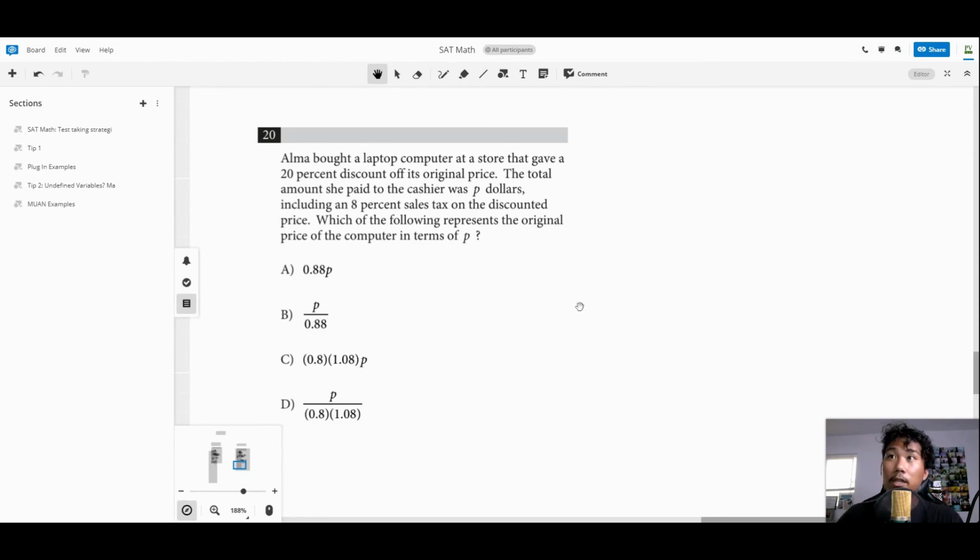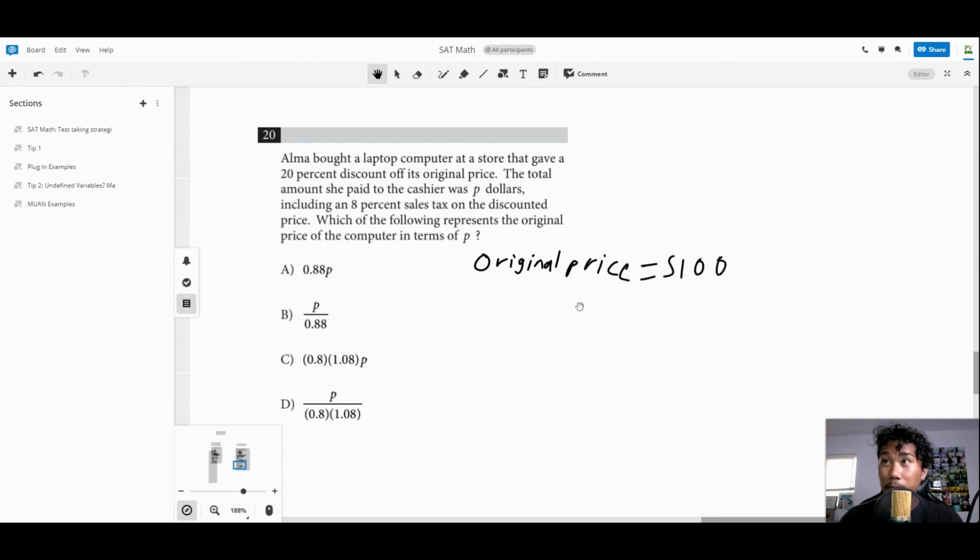And so we can say that the laptop computer, since it's going to have a 20% discount, let's just say that the original price of the laptop is $100, because it's easy to take a 20% discount off of $100. So let's say the original price, let's set that to the variable of X. Or no, we don't have to. We'll just say the original price is $100.